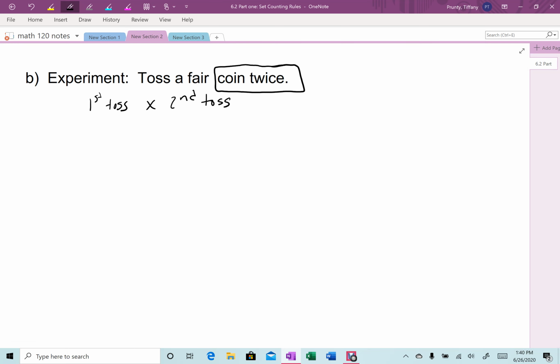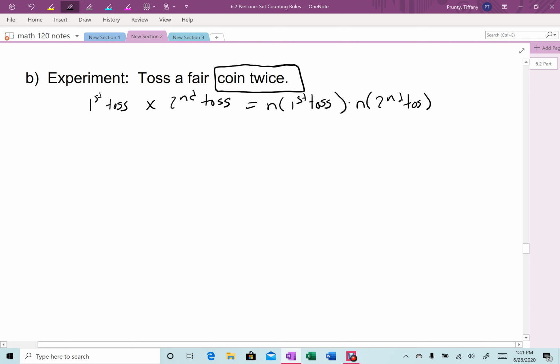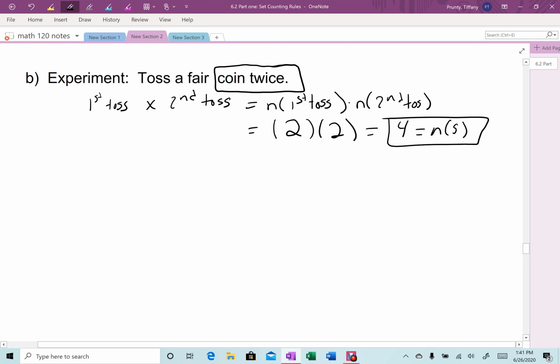Well, this is the product property, the one we talked about before when we pair things together. To figure out how many, it's the number of things that can happen in the first toss times the number of things that can happen on the second toss. It's the same coin, so there are only 2 things that can happen on the first toss and only 2 things that can happen on the second toss. So it's 2 times 2, which is 4 total outcomes. So there are 4 outcomes in my universal set. Now I'm going to list them because it's helpful to visualize them. And I know I'm going to have 4.